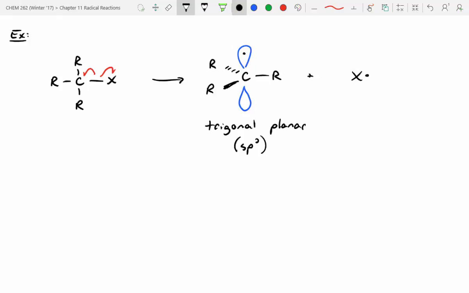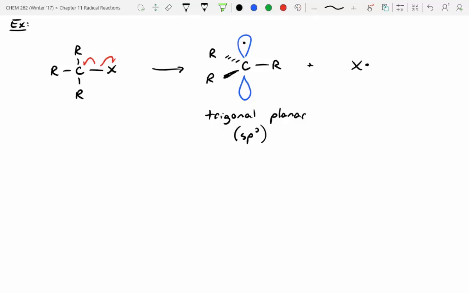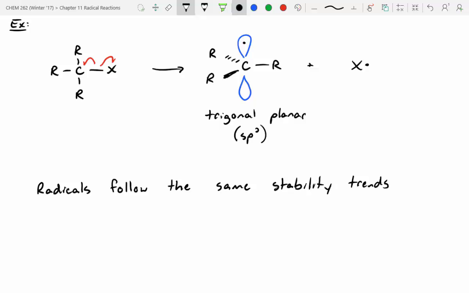The good thing with radicals is that they follow the same stability trend as carbocations, right? Carbocations are also sp2 hybridized. So let's make a note of that. So they follow the same stability trends as carbocations.